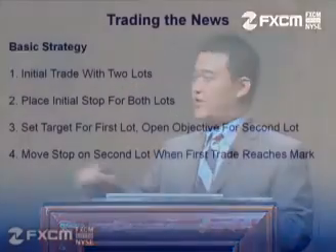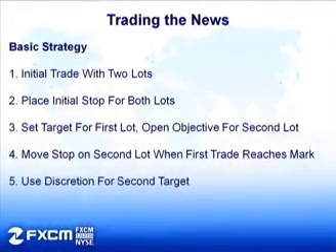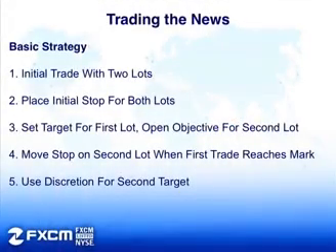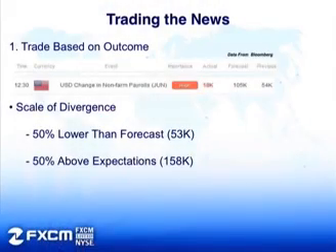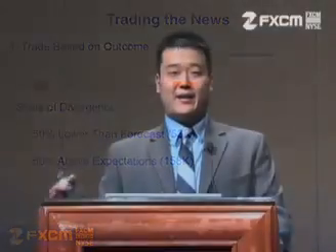Lastly, we want to use discretion in our second target, and we'll get more into that as we head towards the end of the presentation today. But again, coming back to that non-farm payrolls example for the month of June, we had a print of 18K, and essentially all we know is that it's very disappointing.